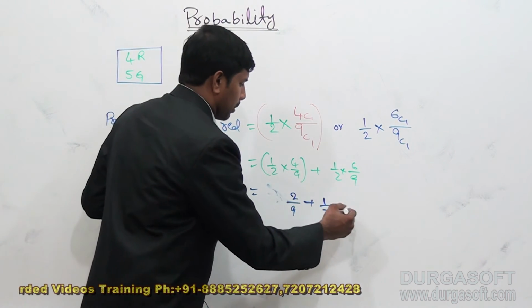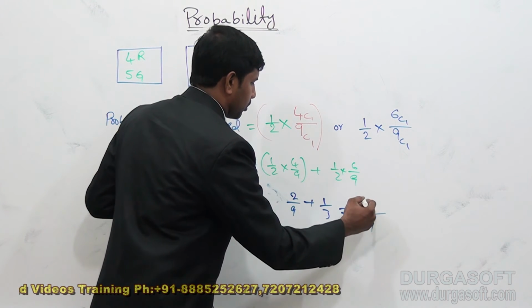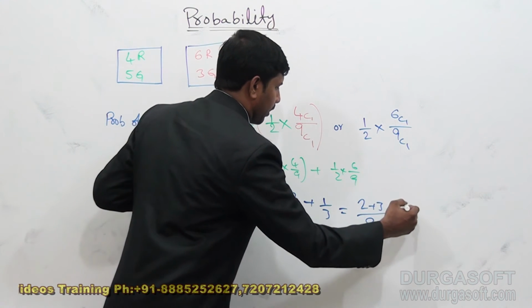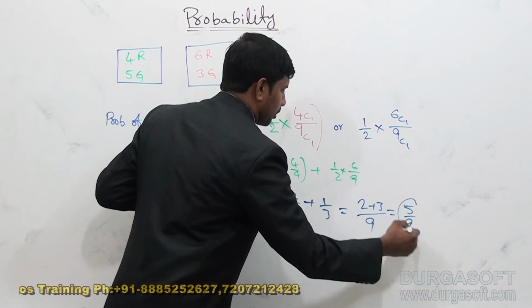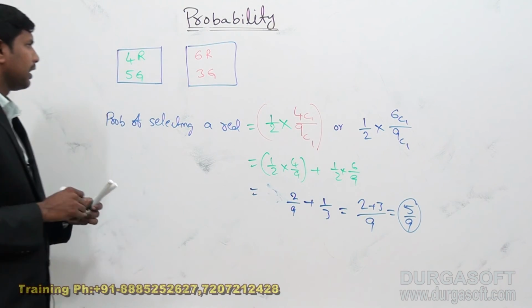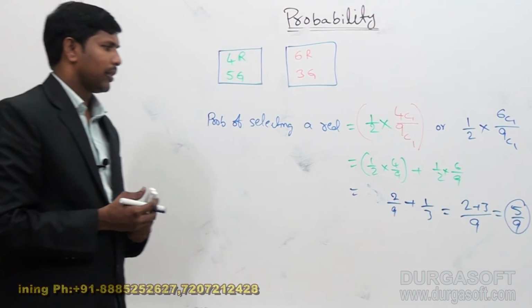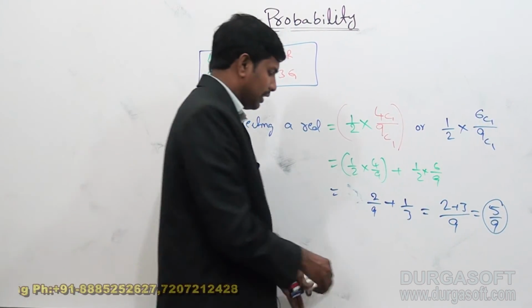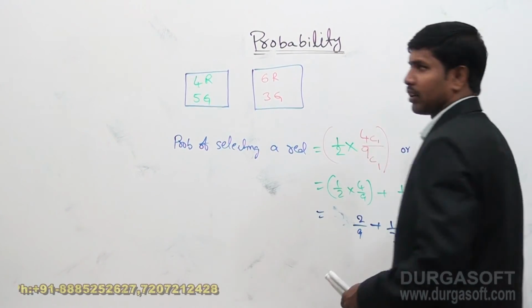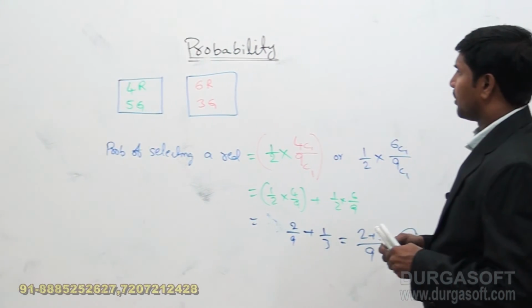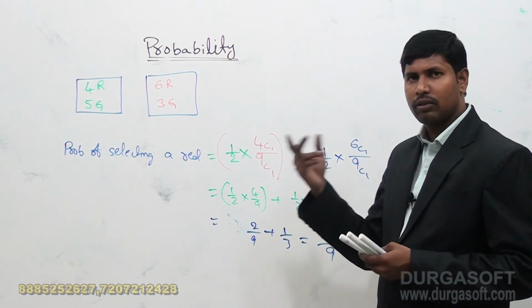So 2 by 9 plus 1 by 3, the LCM is 9, so 2 plus 3, so 5 by 9. So the probability of selecting a red ball from these boxes will become 5 by 9. So in this way, whenever you are having two boxes, we can select here a red ball, if not a green ball, or two red balls.